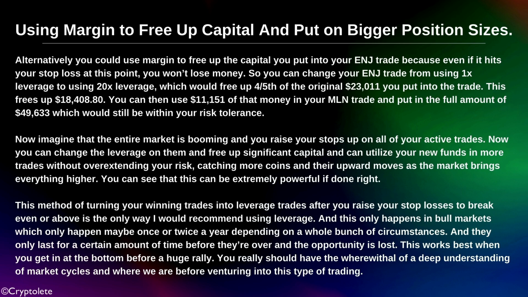Alternatively, you could use margin to free up the capital you put into your ENJ trade, because even if it hits your stop loss at this point, you won't lose any money. So you could change your ENJ trade from using 1x leverage to really using any leverage you want. So in this example, we'll say we're using 20x leverage, and you change it to 20x leverage, which would free up 4/5 of the original $23,100 that you put into the trade. And that equates to and frees up $18,408.80.